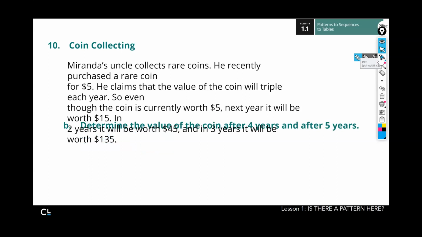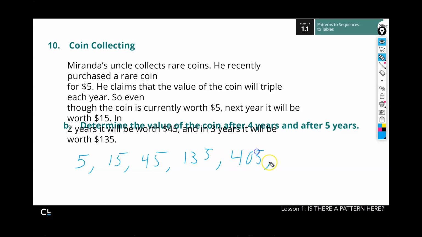Determine the value of the coin after 4 years and 5 years. So after 1 year, we're going to have 15, and then we're going to have 45, and then we're going to have 135, and then multiply that by 3, you're going to get $405. 405 multiplied by 3 gives us $1,215 after 4 years and 5 years.